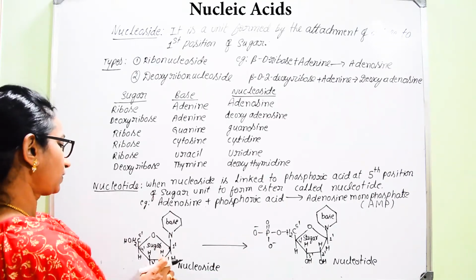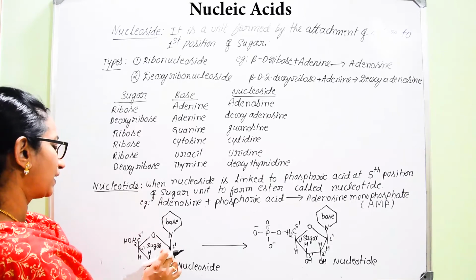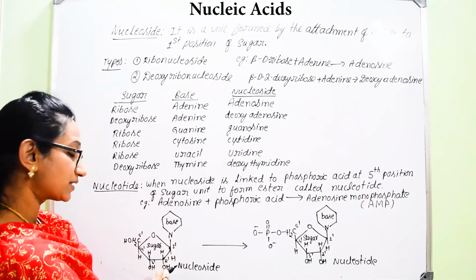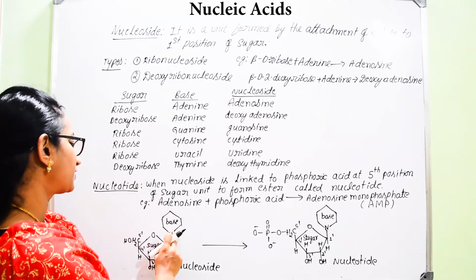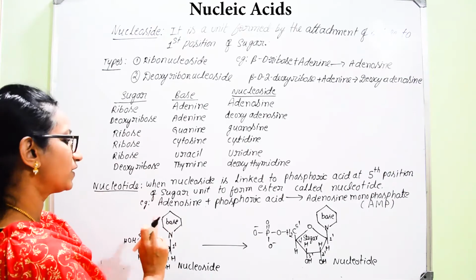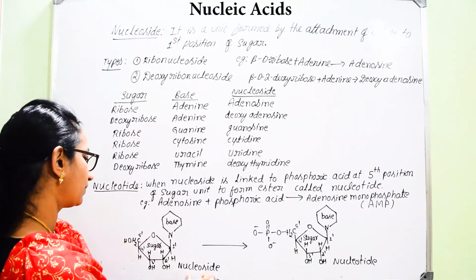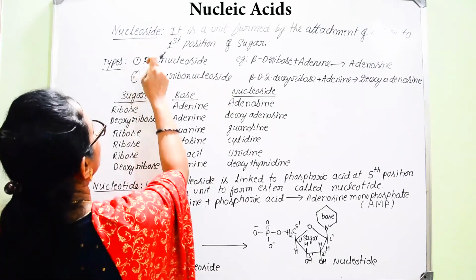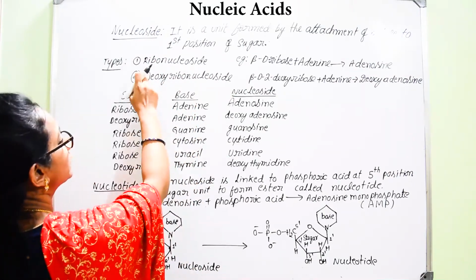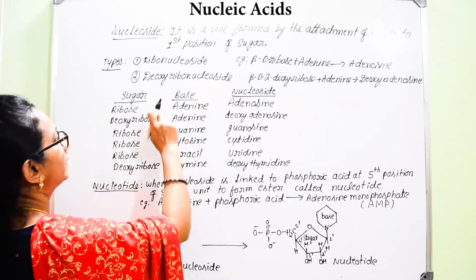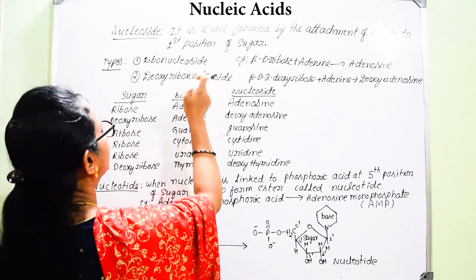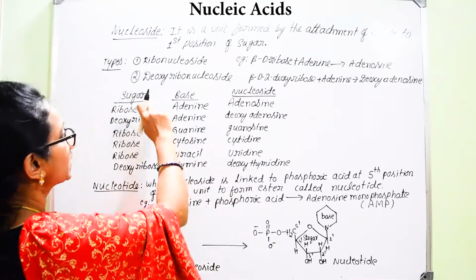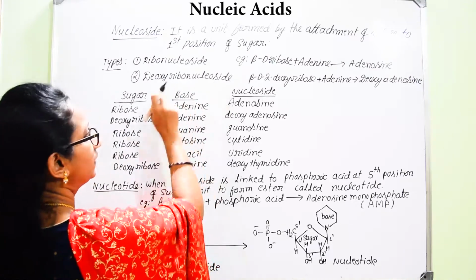Now once any sugar moiety, either beta D ribose sugar or beta D deoxyribose sugar, gets attached with the base at which position? First position. Hence they result in the formation of the nucleoside. So here we can note there are two types of nucleosides. The first type is ribonucleoside, the other is deoxyribonucleoside. Ribonucleoside is found in RNA, whereas deoxyribonucleoside is found in DNA.